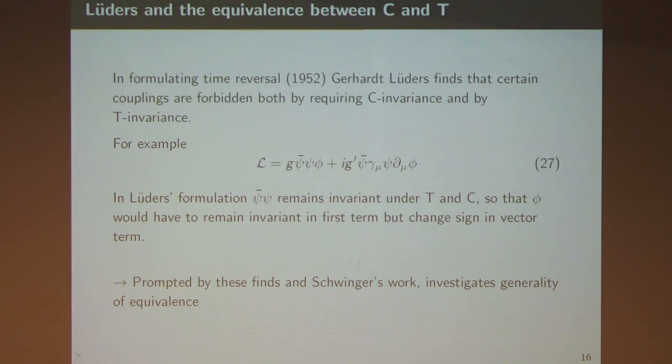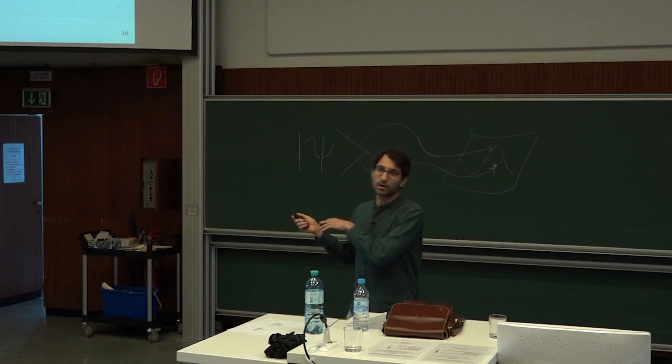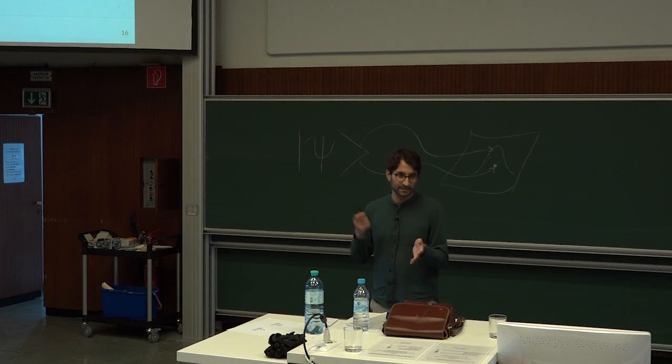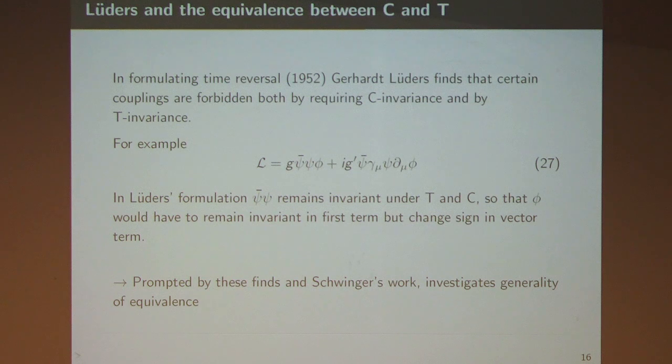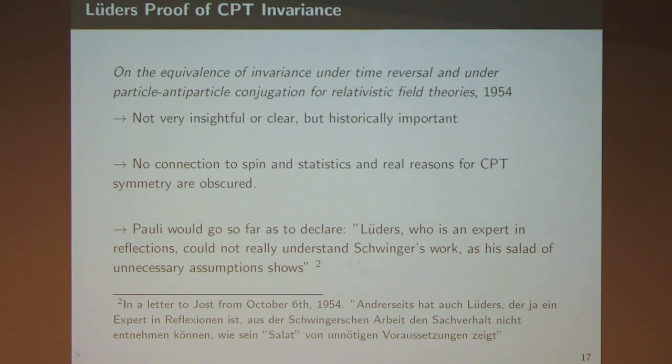Now, based on Schwinger's paper, which is from 1951, Lüders in 1952 had written his own paper on motion reversal, in which he noticed that there are specific instances in which the restrictions that demanding charge conjugation invariance and demanding time reversal invariance placed on certain couplings were the same. So he realized that. Schwinger also said something to the effect of sometimes you can replace T for C. And so in 1954, he wanted to investigate the generality of the equivalence between C and T. So that's what he did in his paper on the equivalence of invariance under time reversal and under particle-antiparticle conjugation for relativistic field theories. But I won't go over it because it's not especially good.